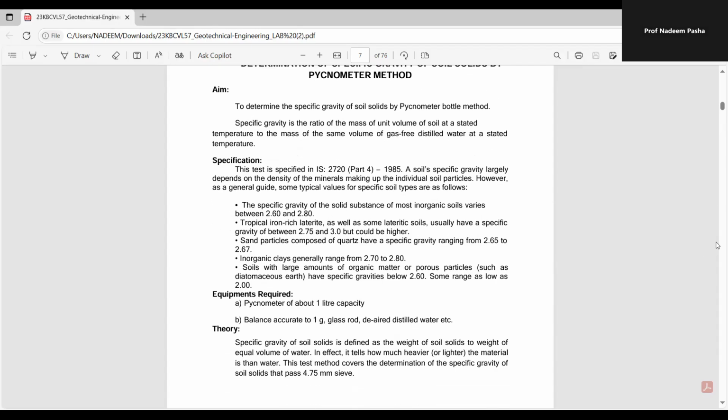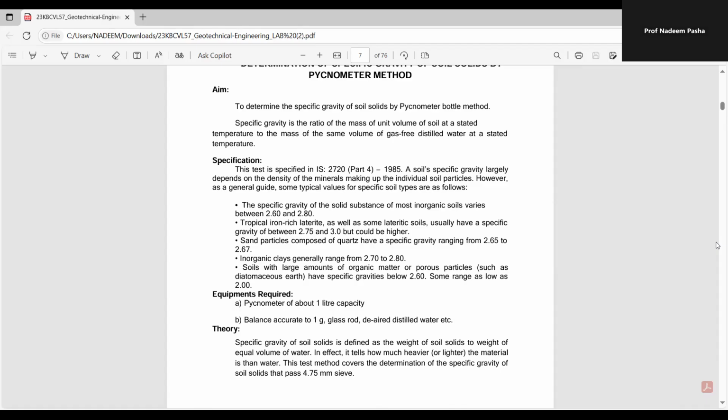Specific gravity of soil solids is defined as the weight of soil solids to the weight of an equal volume of water. In effect, it tells how much heavier or lighter the material is than water. So from the specific gravity value, we come to know how much heavier or lighter the material is than water. Comparison with water you can do.